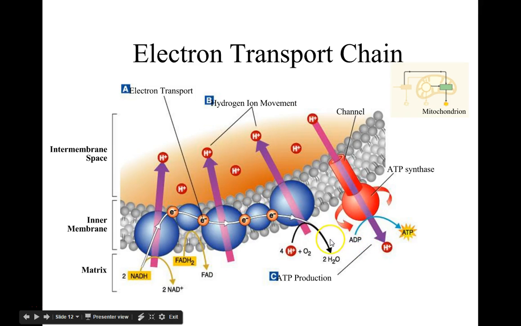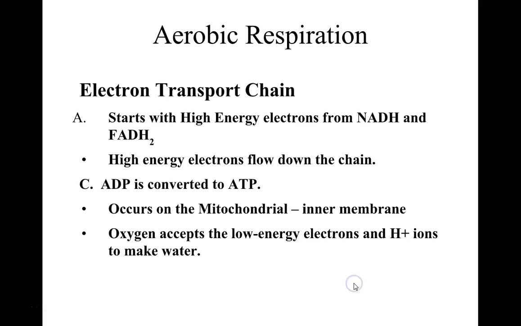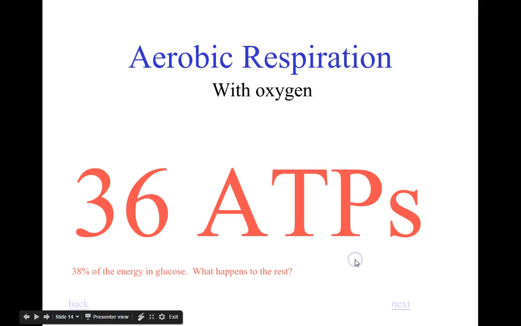It is so important for your cells to do this because as a result, you're going to make lots and lots and lots of ATP for every single glucose that enters into this process. So you start with these high energy electrons in the form of NADH and FADH2. They're going to flow down that electron transport chain, and ADP is going to be converted into ATP, and we're going to make lots and lots of ATP during this process. And it all happens because there is going to be a transportation of hydrogen ions across a gradient.